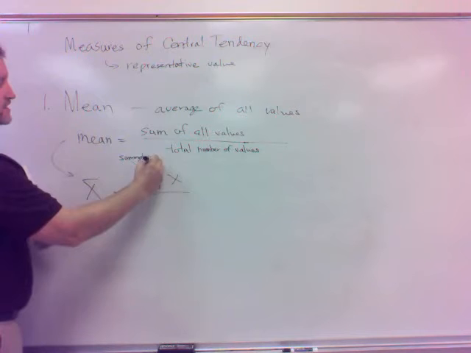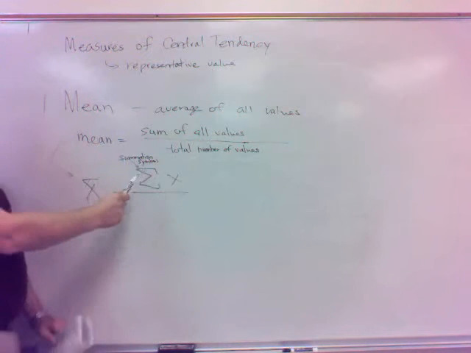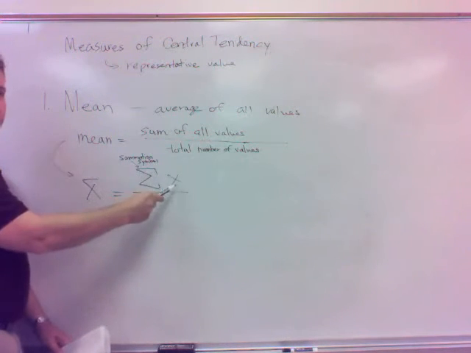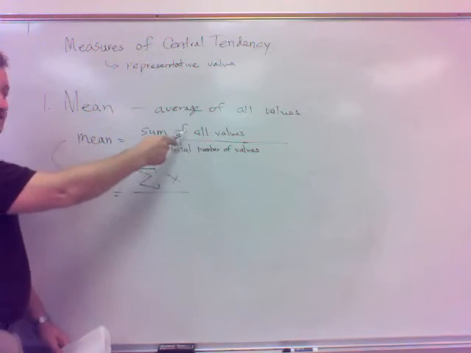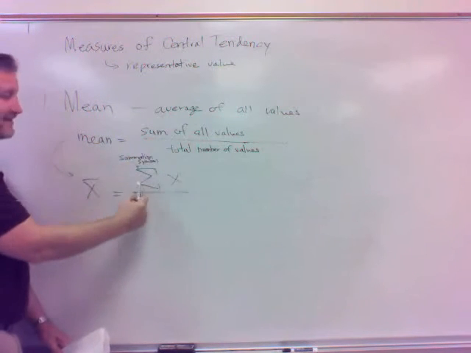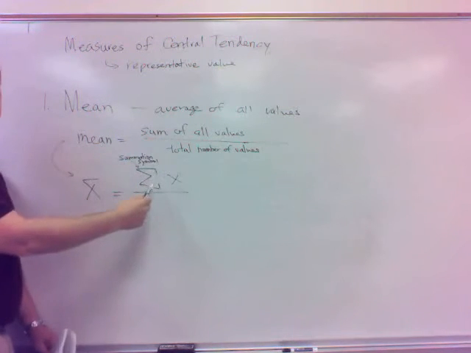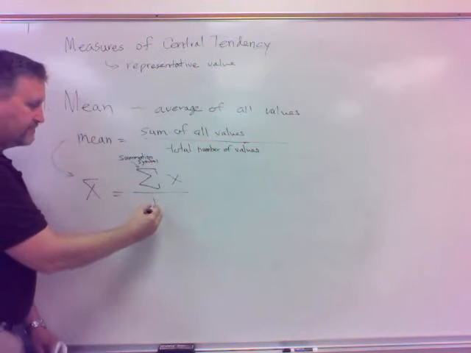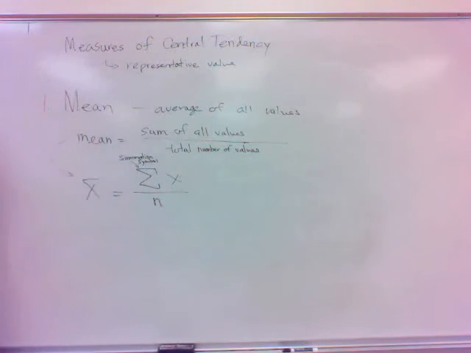So what this notation here means is I want to sum up all the X's. Sum of all the values. That's what this means. It's just a notation that means the same thing as that. Okay, and then what I'm going to divide by is n. Let me just tell you right there, divide by n. N is the typical way in statistics to denote the number of values there are.